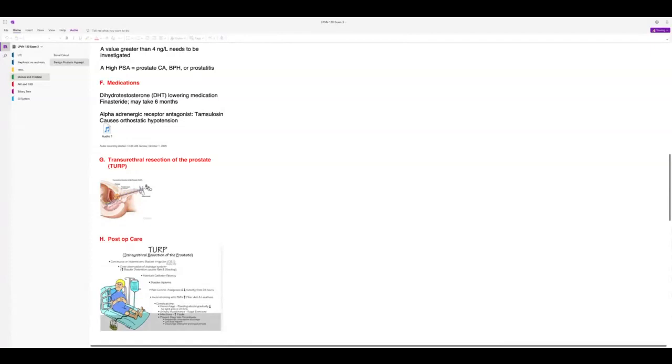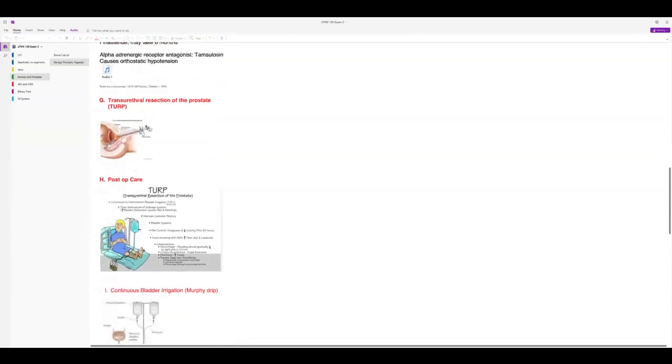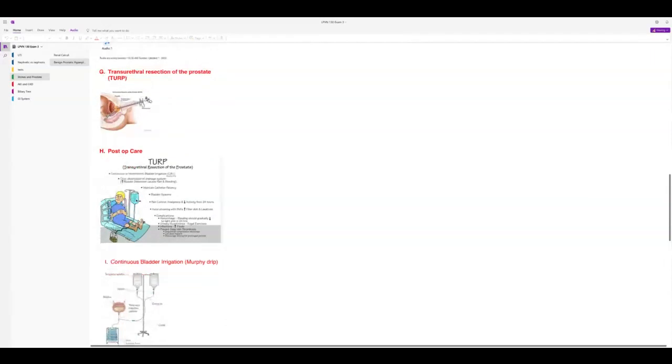Okay? So what happens is all these little pieces of the prostate are now in the bladder and it can clog it up. So what they do is they do what's called a Murphy drip or constant bladder irrigation is the proper term, but we all call it a Murphy drip.